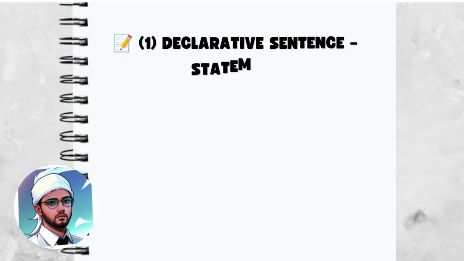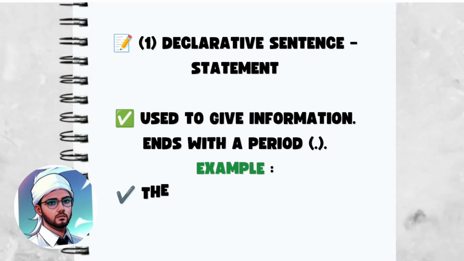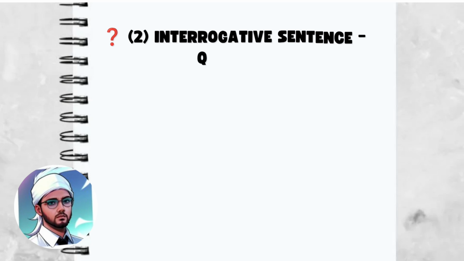Number 1, declarative sentence, a statement. Use it to give information, ends with a period. Example, the sun rises in the east. I love reading books.